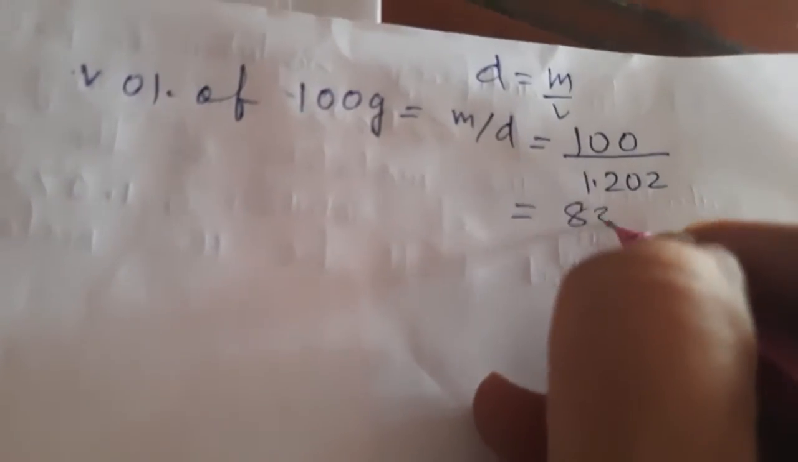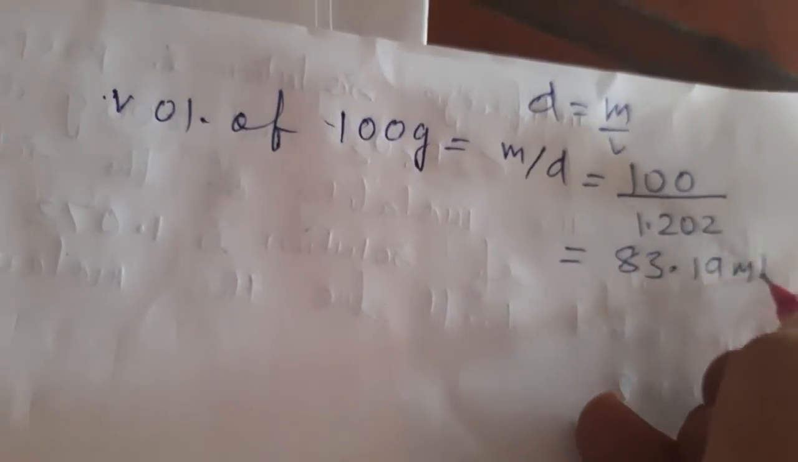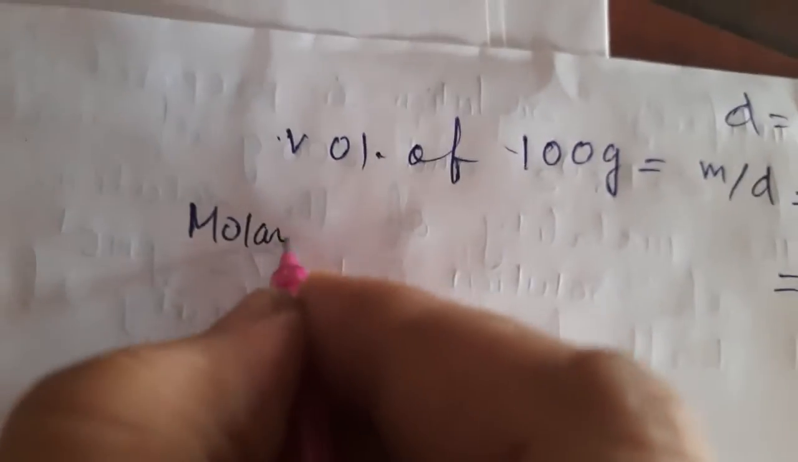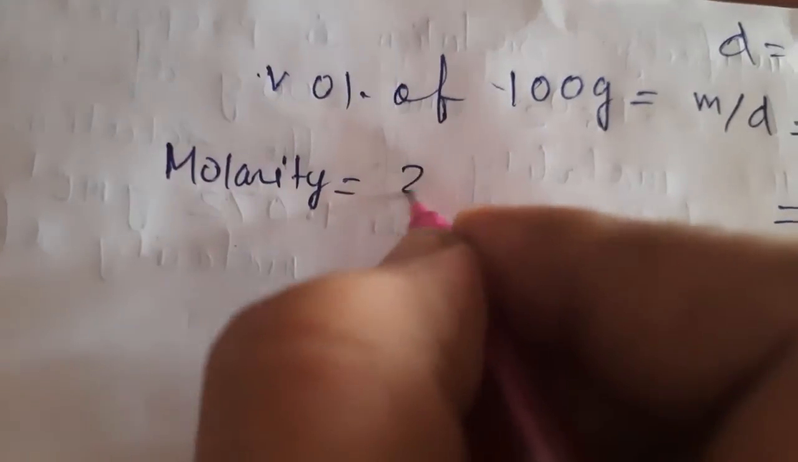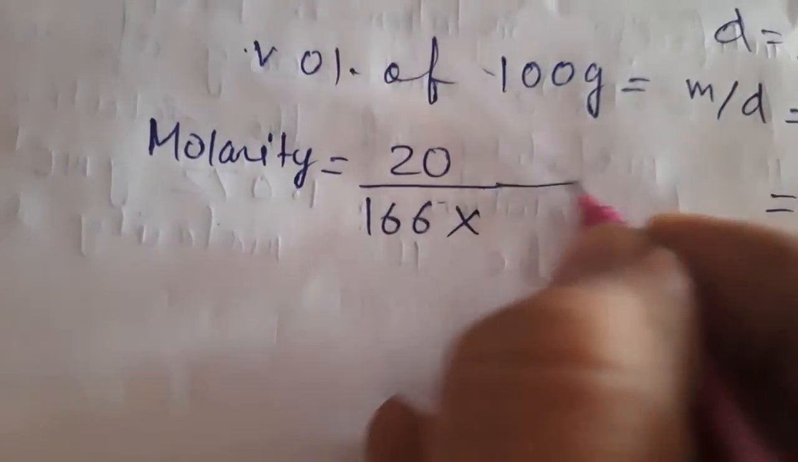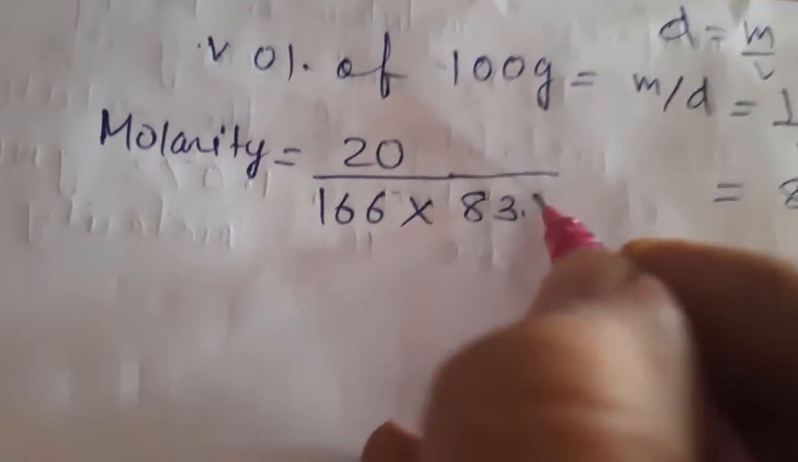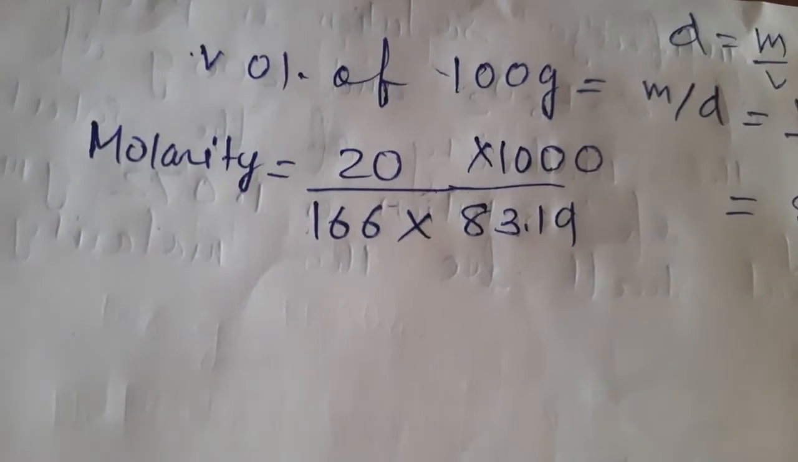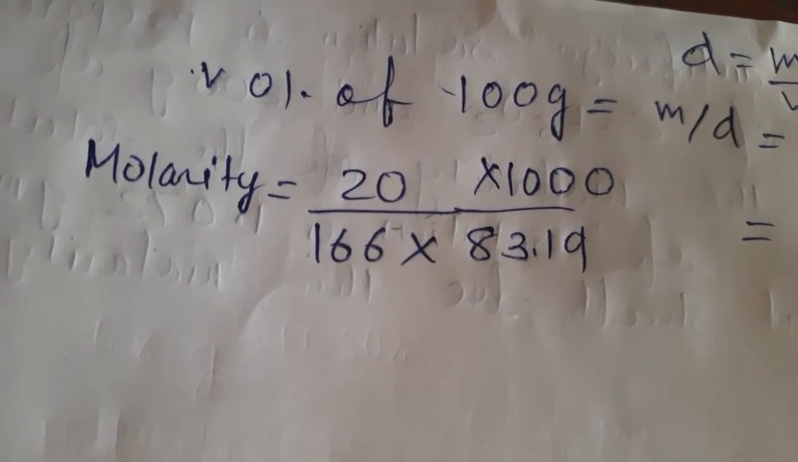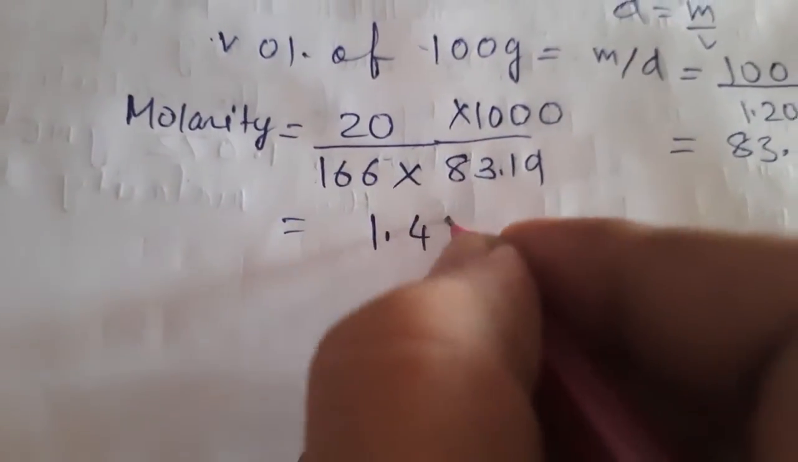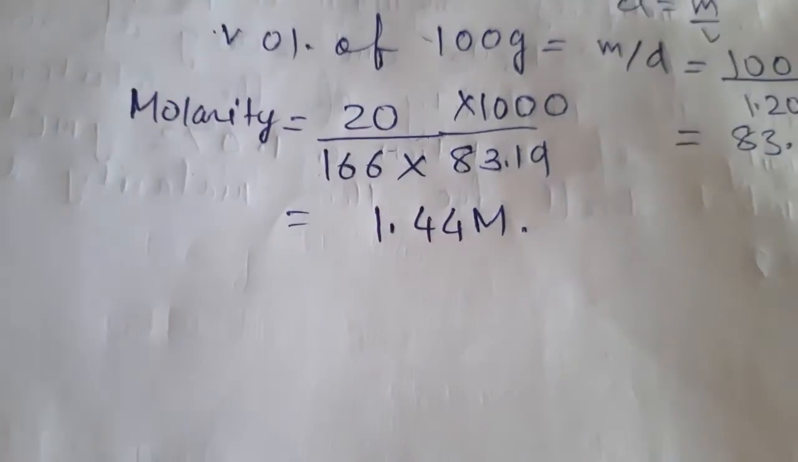It is 83.19 ml. Volume we have got, so we will calculate molarity is equal to mass of solute, that is 20, divided by molecular mass, it is 166, and volume is 83.19, it is in ml, so let us convert it into litres. When you solve this, it will become 20,000 divided by, it will become 1.44 molar, 1.44 molarity. So this will be the answer.